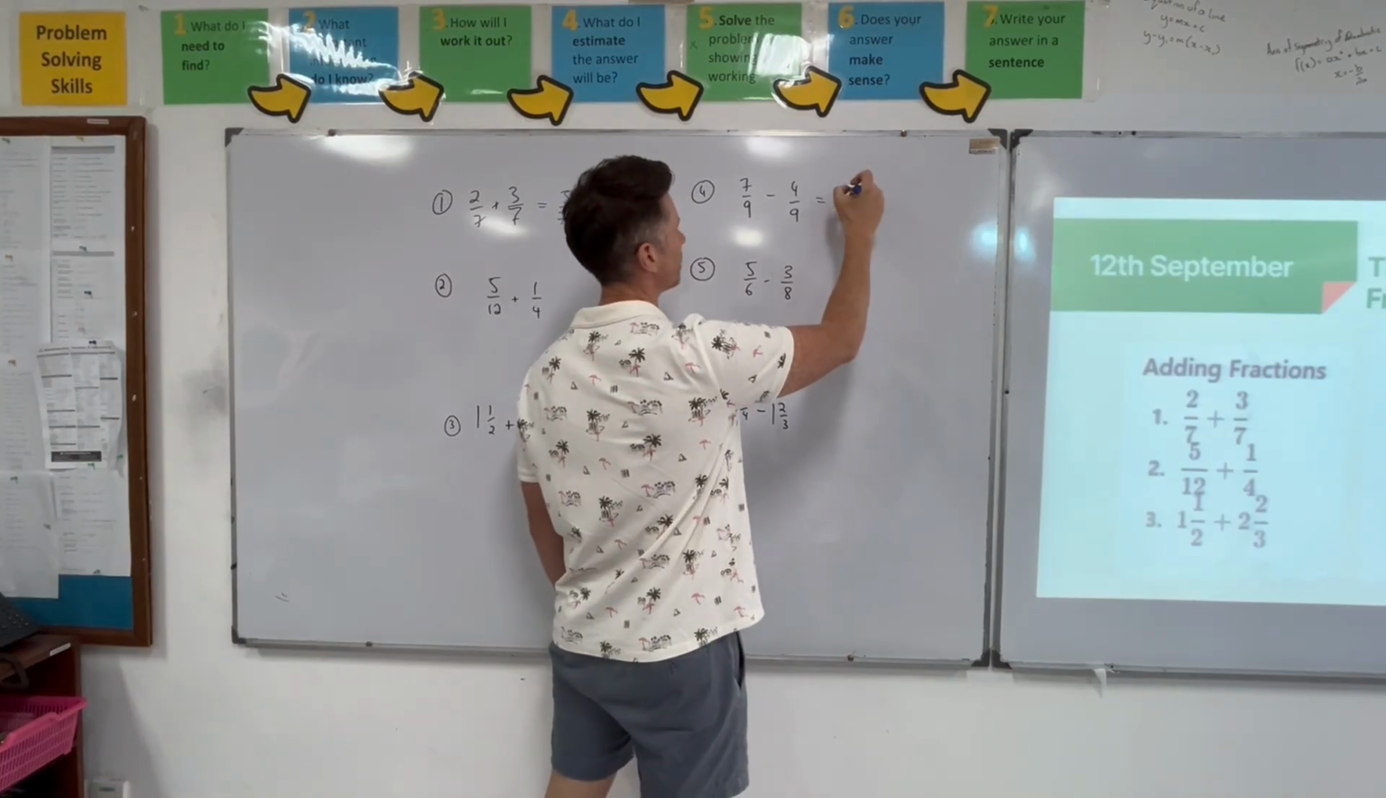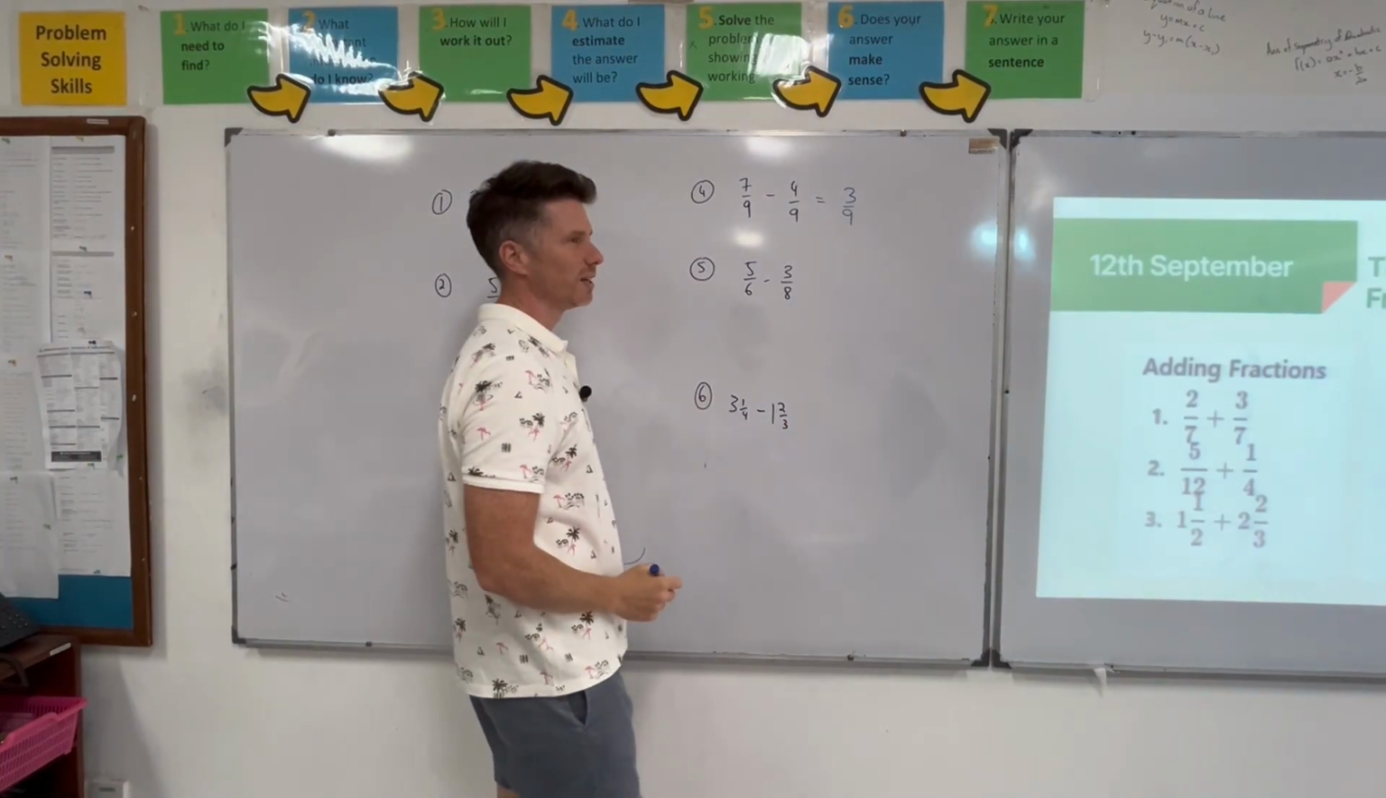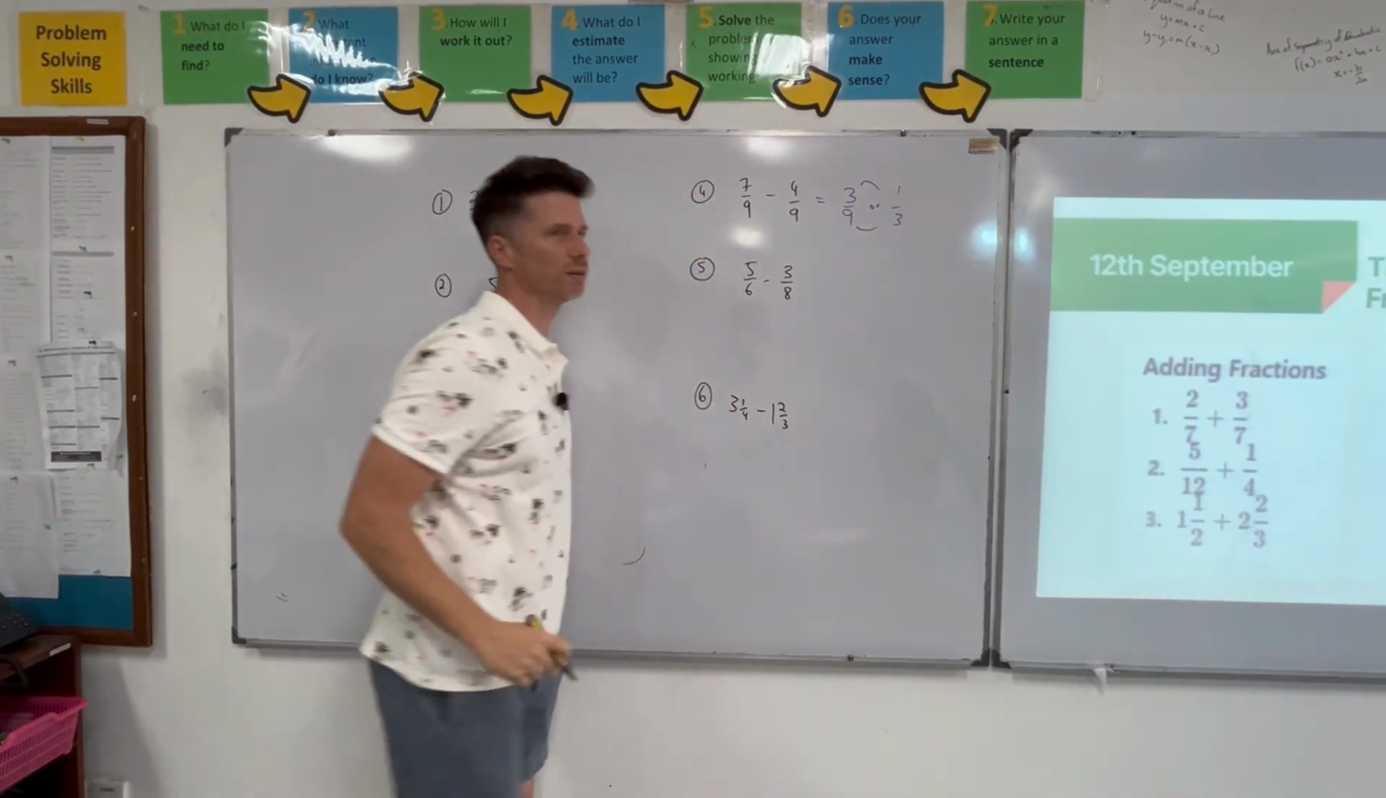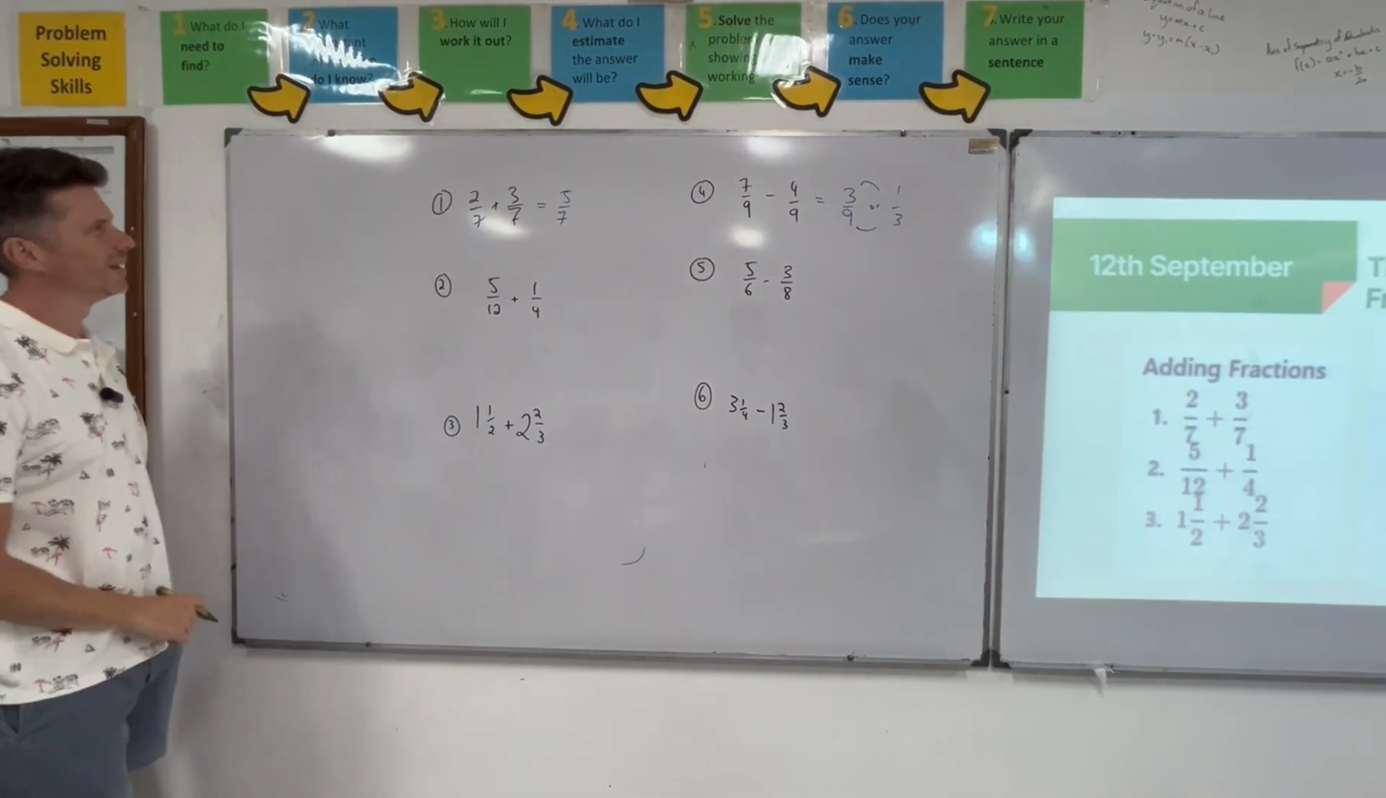I had 9 take away 4. Thank you. 3 ninths. And then I can simplify that to 1/3. I'll accept 3 ninths or 1/3 for that one. Okay? Thank you, Noah.